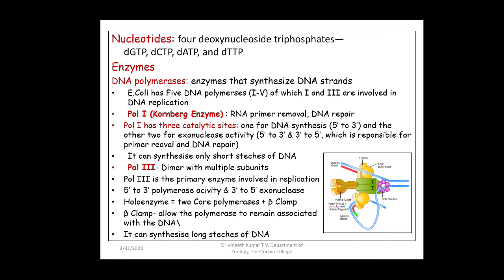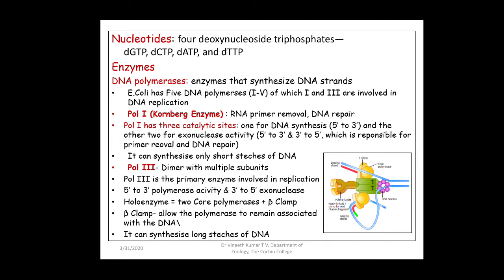In E. coli or in prokaryotes, you have 5 DNA polymerases, numbered in Roman numerals 1 to 5, of which only 1 and 3 are involved in DNA replication. Pol 1 is also called the Kornberg enzyme. Please note this, as it can be asked as a 1-mark question. Don't confuse it. Pol 1 is the Kornberg enzyme. Its main functions are RNA primer removal and DNA repair, which we can discuss in the later mechanism. So the function of pol 1 is to remove the primer, and the other is DNA repair.